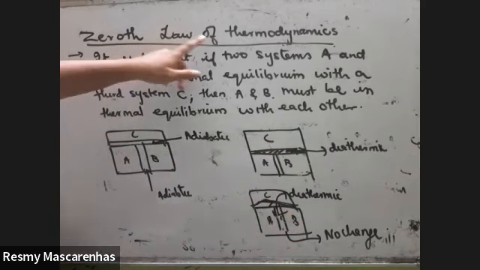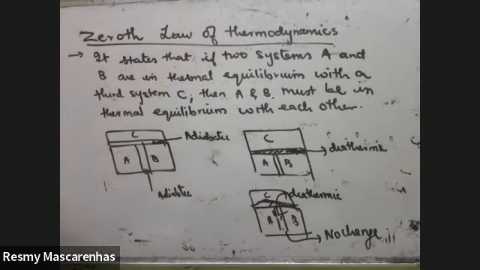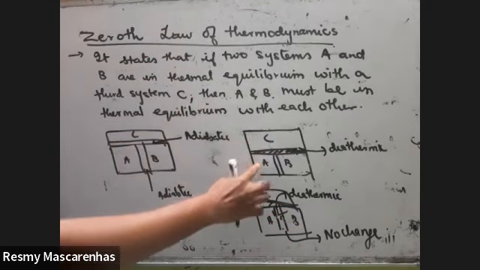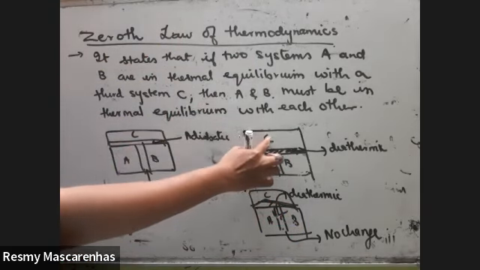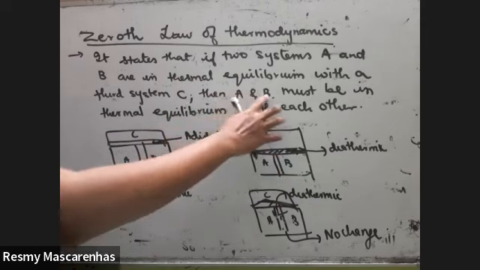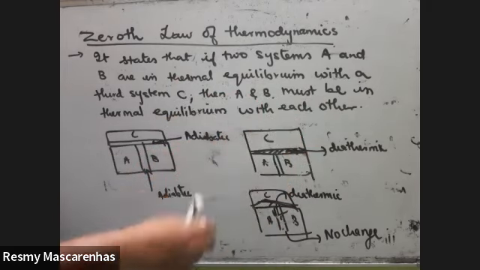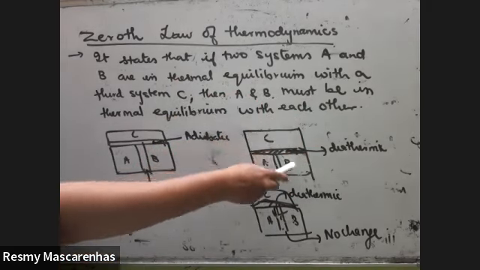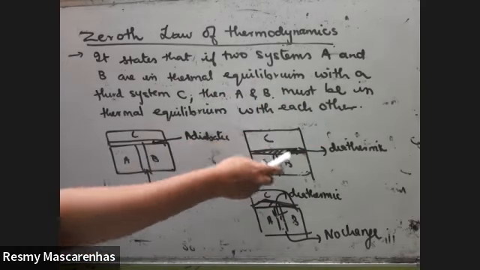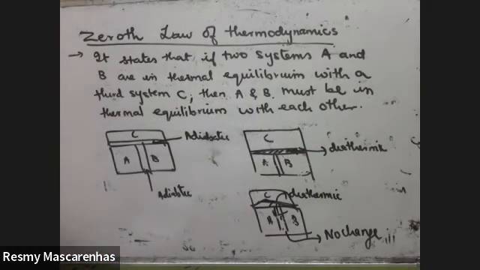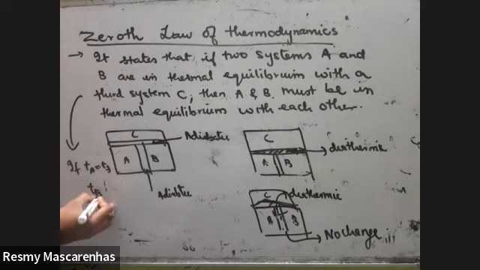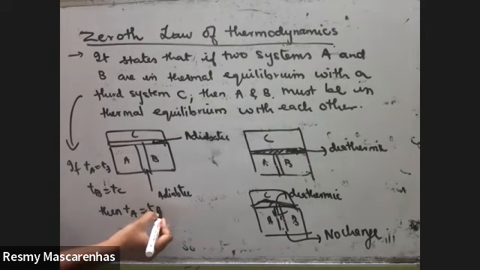So what it says is the zeroth law. It states that if two systems A and B are in thermal equilibrium with a third system C, then A and B also must be in thermal equilibrium with each other. If A is in thermal equilibrium with C, and B is in thermal equilibrium with C, then A and B also should be with each other. A shortcut, if TA equals TB, and TB equals TC, then TA must be equal to TC.